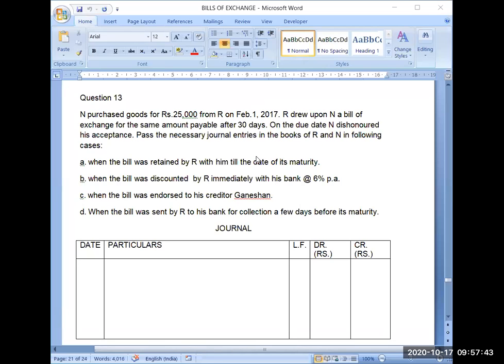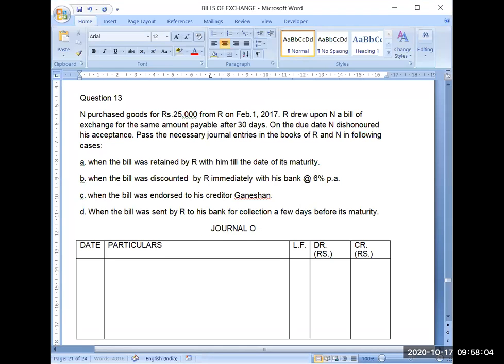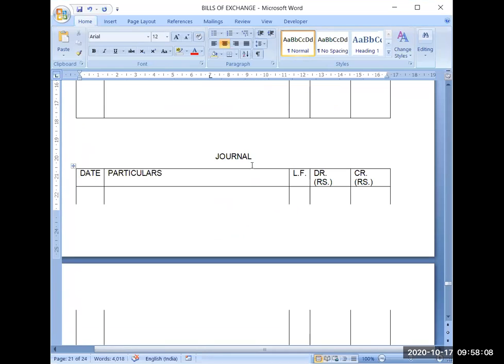Next question is saying, N purchased goods for rupees 25,000 from R. So N is purchasing goods and R is selling goods. So there are two parties. So we will make the journal of R and then the journal of N.